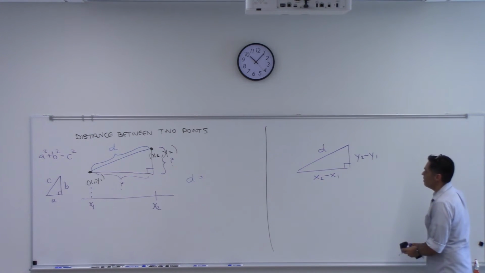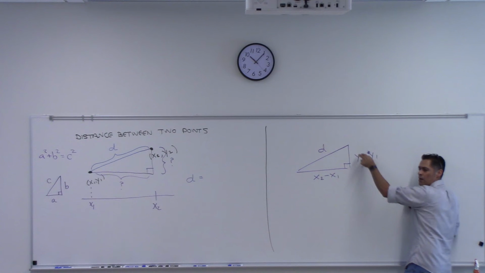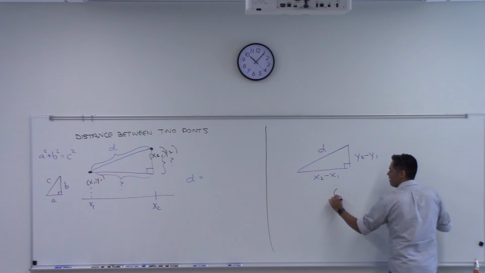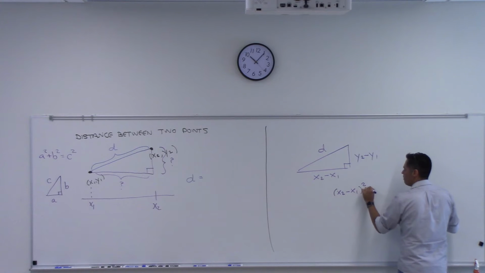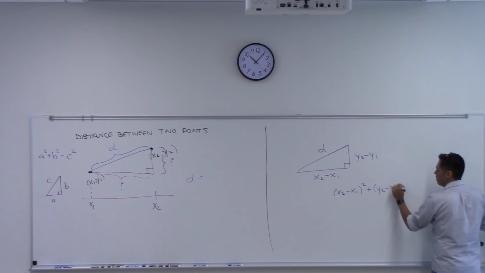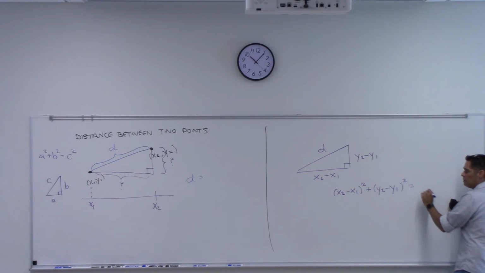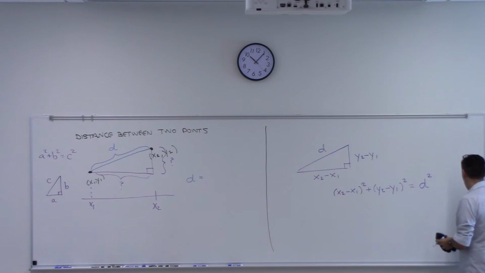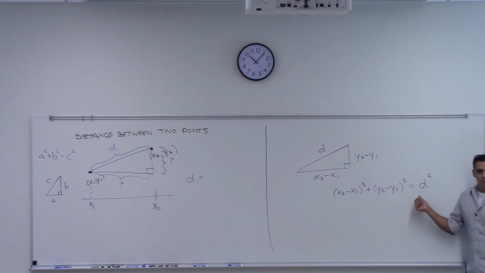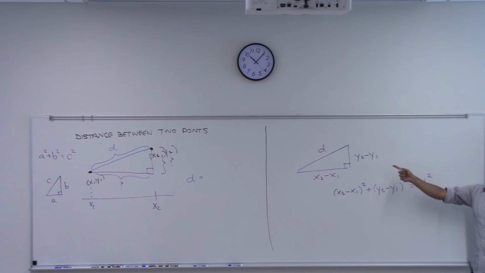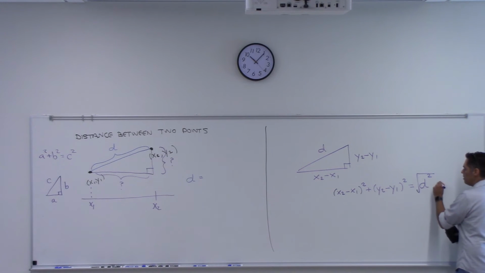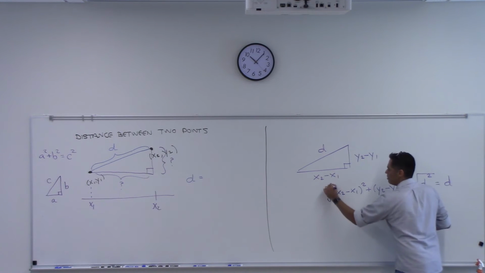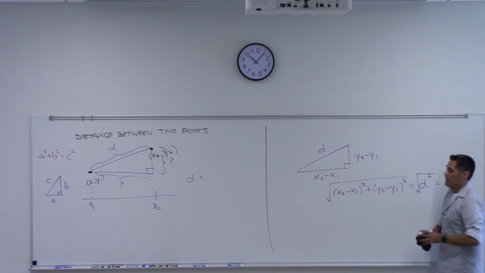So according to Pythagorean, this squared plus this squared is this squared, right? So I'm going to write that. x2 minus x1 squared plus y2 minus y1 squared must equal d squared, right? Pythagorean, applied to that triangle. But we don't want to know what d squared is. We want to know what d is, right? So if I want d, I just take the square root on the left and the right. Right? I just go boom. That'll turn into d over here. This will just be, well, whatever that is, right? And that is the formula.